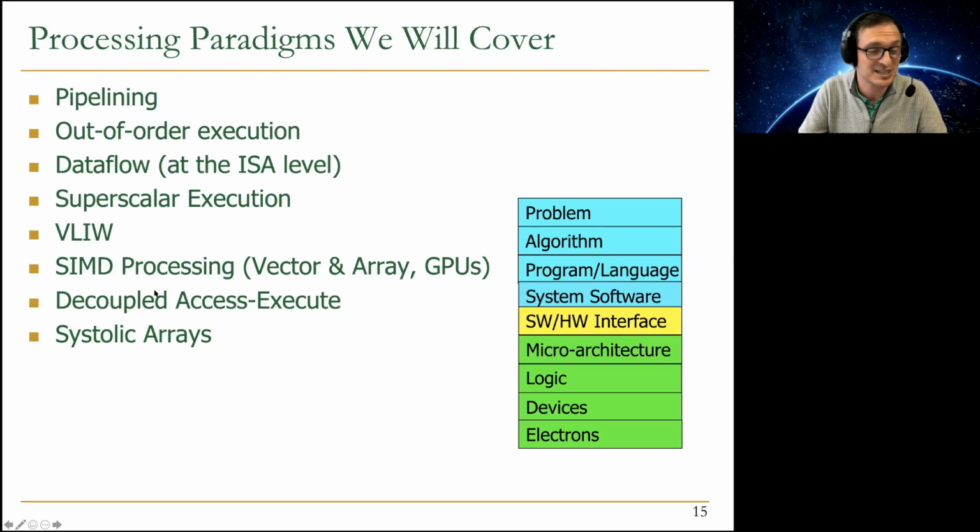So all of these topics, I should mention, are real. They're actually in the designs that you have. For example, this cell phone that I'm holding in my hand has a systolic array, has a SIMD processor, has a superscalar out-of-order engine that's pipelined, and that also uses the decoupled access-execute principles, and who knows what else. They don't disclose everything that's inside there.